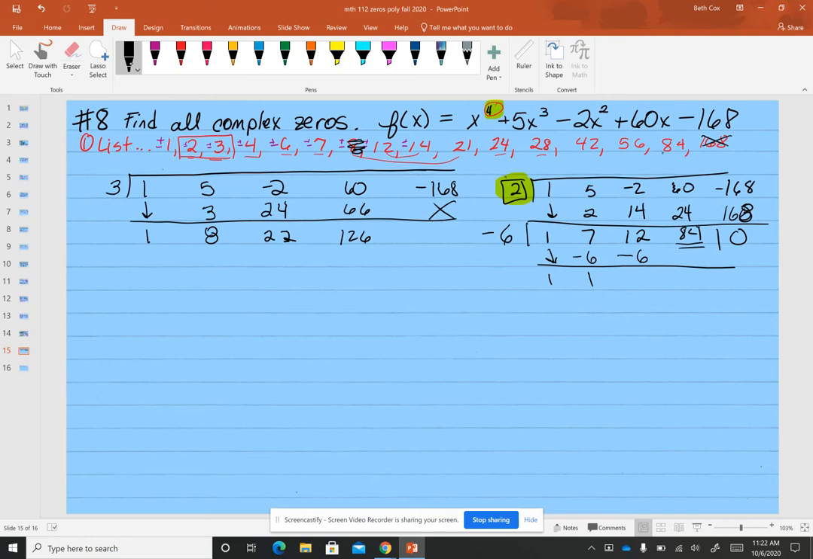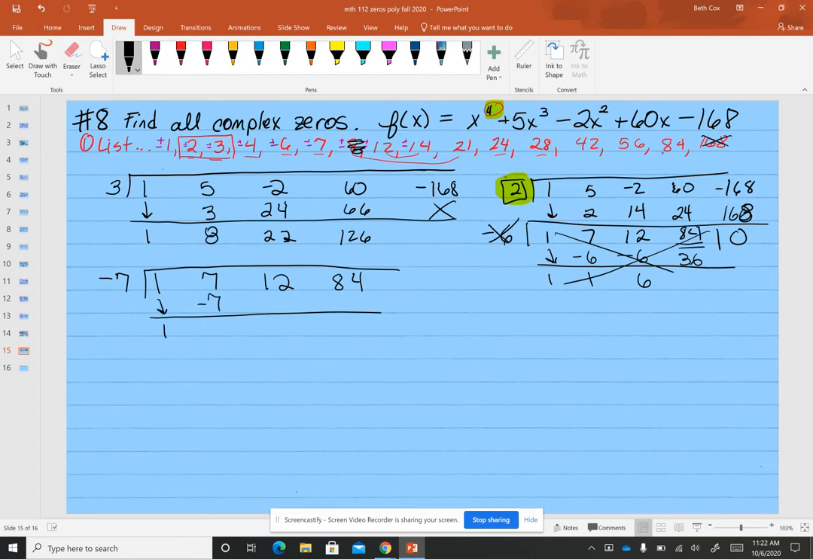So I got -6, and that gives me 36. That one did not work, so let's try something else. 1, 7, 12, 84. Let's try -7. That'll give me a -7, which is 0, and a 0, which is 12, and oh, that worked. Easy. That one worked. So I've got my 2 regular answers.